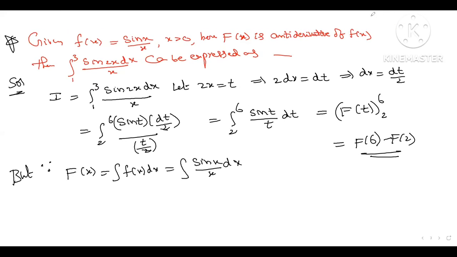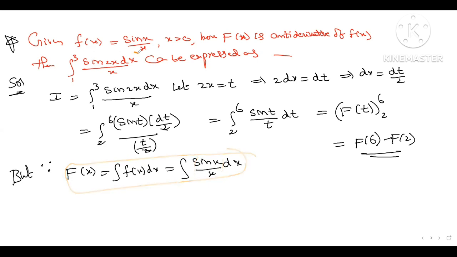Okay, moving to the next question. Here f of x value is given, as well as one condition: capital F of x is the antiderivative of small f of x. Antiderivative indicates integration of f of x. What is given? Capital F of x is equal to the antiderivative of small f of x, where small f of x is sin x by x.